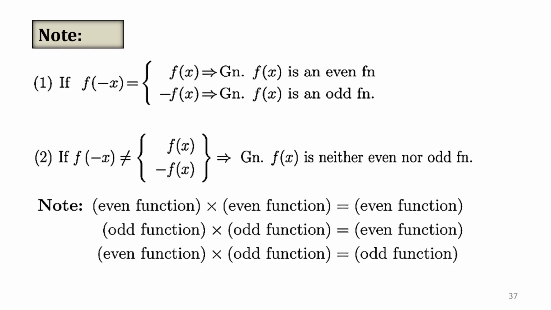If you multiply two even functions, you will get an even function. If you multiply two odd functions, you will get an even function. If you multiply one odd function and one even function, you will get an odd function.